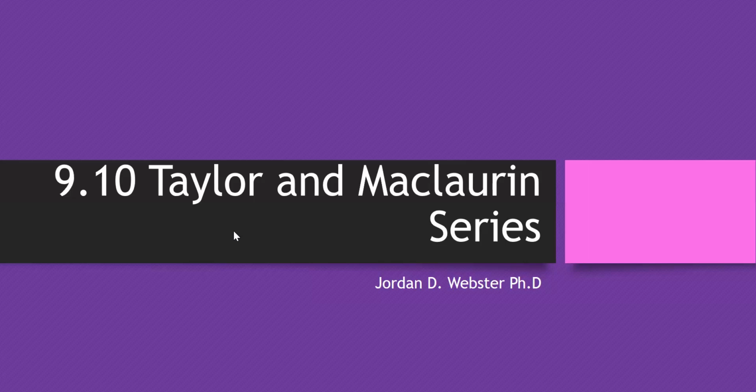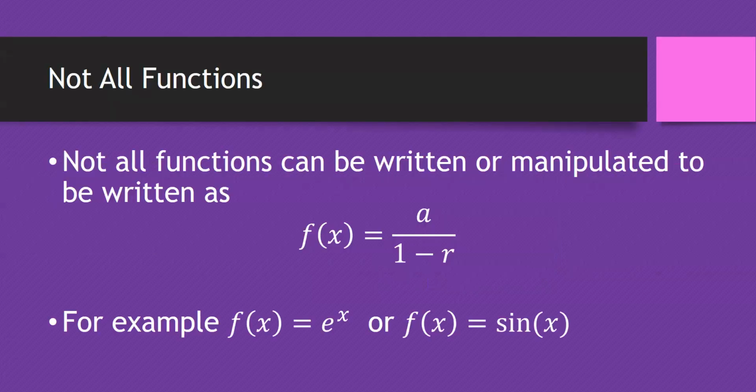In section 9.10, we're going to take a look at Taylor and Maclaurin series. Now, this is kind of a combination of the last few sections. You should remember in the last section, we tried to rewrite a function as a over 1 minus r, where r was centered at the right spot. And I say centered at the right spot, whatever I wanted to center it at, basically.